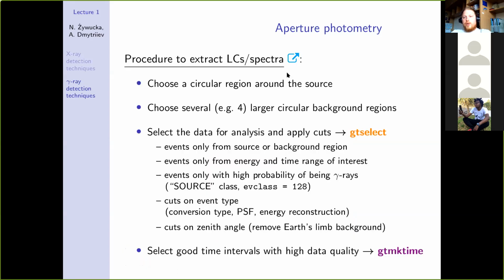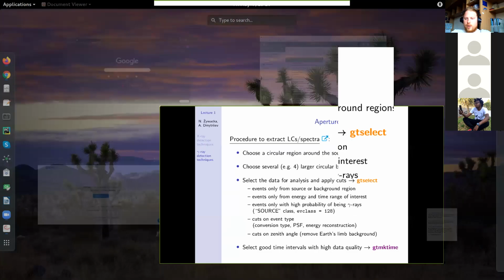Next, the aperture photometry method is described. You click here and you can see the manual on this method. You choose a circular region around the source, choose background regions, then select the data from the source region and from the background region using Fermi tools. In the Fermi tools you've got sub-tools, each making dedicated procedures. They start with GT, and the next part of the name is what the tool is doing. So gtselect is the tool used for selection of photons.